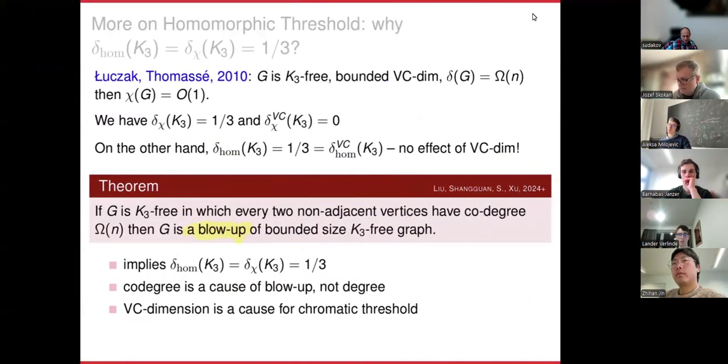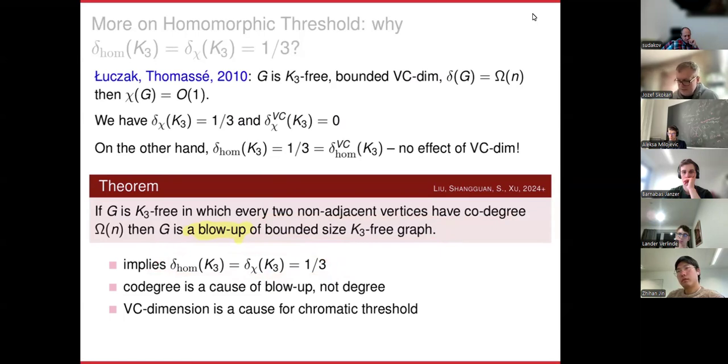Well, here what we prove is that, again, if we take triangle-free graphs in which any two non-adjacent vertices have a linear codegree, then G is a blow-up of a bounded size K3-free graph. So it's a perfect blow-up. There is no blemish or anything. We really get that this is a bounded size K3-free graph. And this implies that these two thresholds are the same.